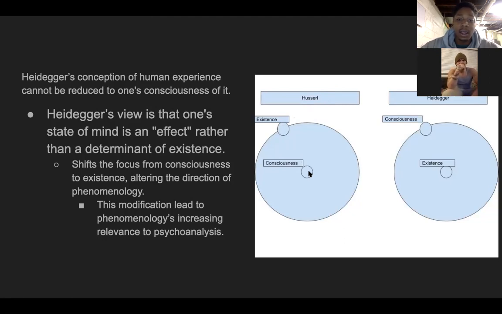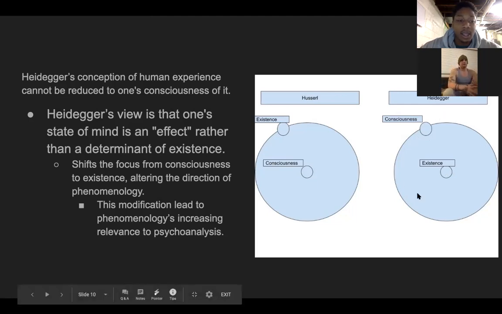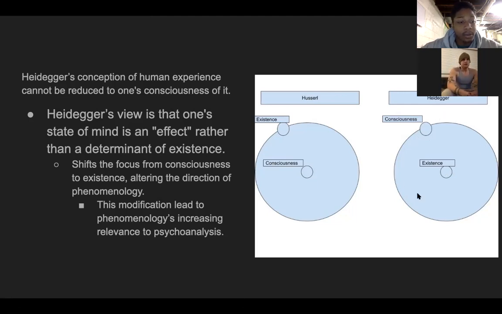But how these two diagrams connect is that in Husserl's conception of how humans exist, consciousness is in the middle, and then outside of consciousness orbits our existence. But Heidegger thinks that existence should be in the middle, while consciousness is part of existence. So, do you understand that? I can give you a better example if you don't.